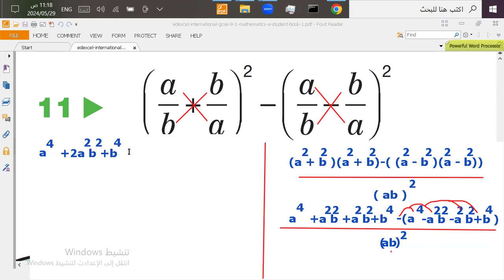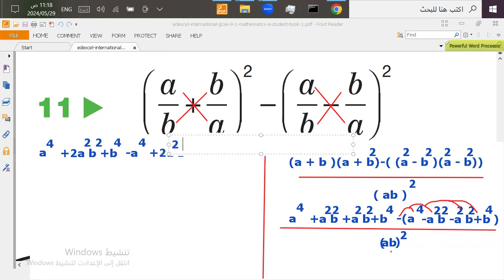So what we have is negative a power of 4. You have to focus on the signs because they change everything. This one is the positive a squared b squared. A positive a squared b squared and positive a squared b squared together are going to be positive 2a squared b squared. Okay, focus on the steps.